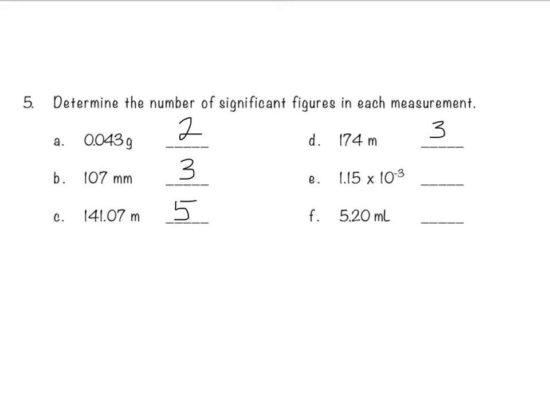1.15 times 10 to the negative third. Notice anytime you have a scientific notation number, the only numbers that are included in this portion are going to be significant. And so this one has 3. And 5.20 milliliters, it is present, so starting from the left, the 5, the 2, and the ending 0 are all significant. That also has 3.